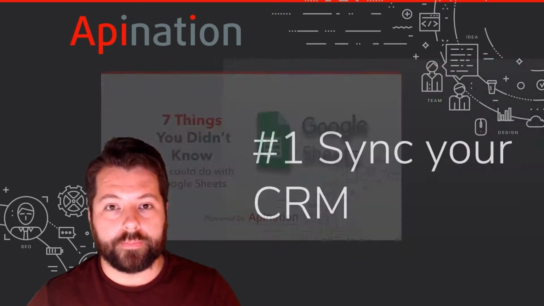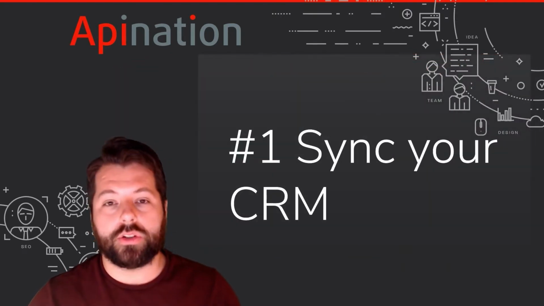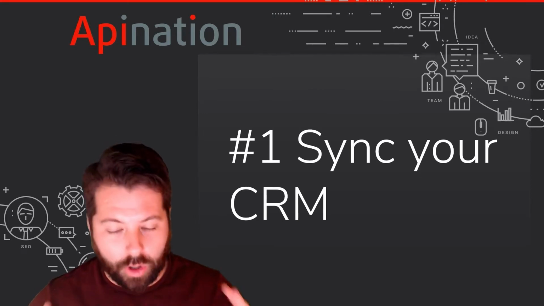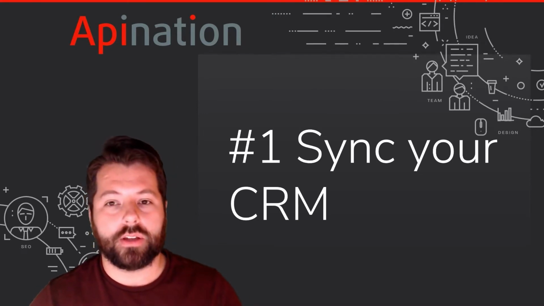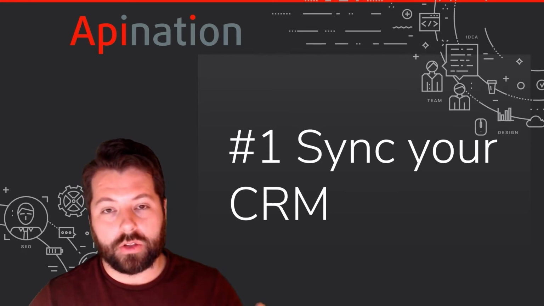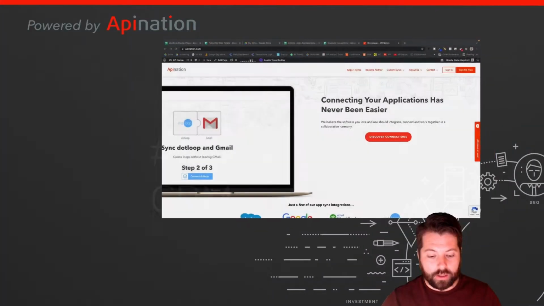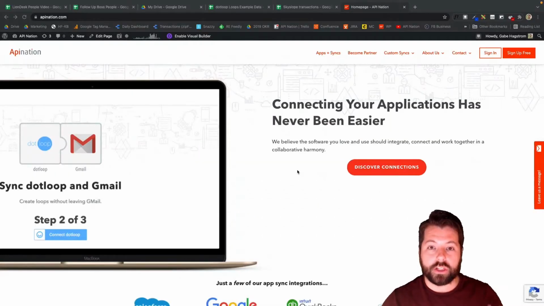Number 1, sync to your CRM. So we are API Nation, we're all about syncing apps to each other. I'm going to show you how to sync Google Sheets to your CRM. Here we go. So the first thing you're going to do is go to apination.com.